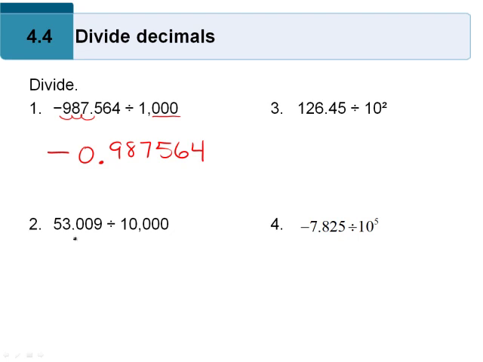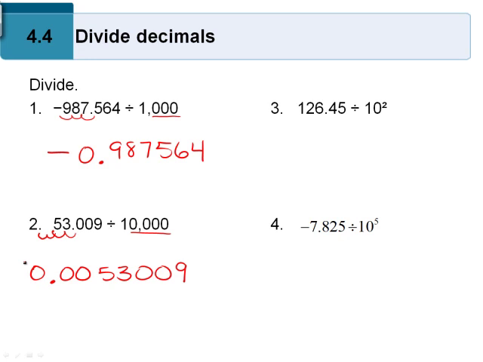Number 2, 53.009 divided by 10,000. Here we have 4 zeros in our power of 10, and there's no sign, so we don't have to worry about that. We're going to move the decimal point 4 places to the left. So you go 1, 2, we've gone 2, we still need to go 2 more, which means we need to add on 2 zeros. So you're going to have 0 out in front of the decimal, and then 0.0053009. That's a weird answer. All right, so just make sure you're careful about moving your decimal point.